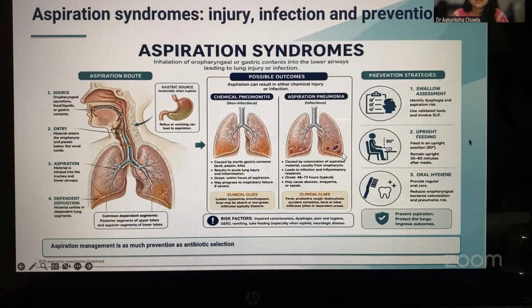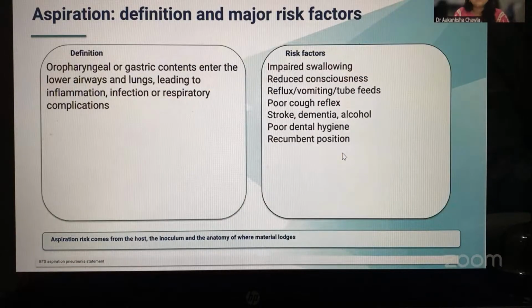Then after the COPD, asthma exacerbations and bronchiectasis, we also learned about the aspiration syndromes. So for aspiration, the basic definition of aspiration is that it is the oropharyngeal gastric contents that enter the lower airways and lungs, leading to inflammation, infection, or respiratory complications.